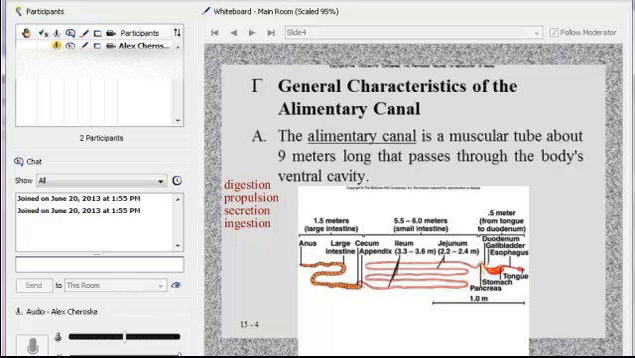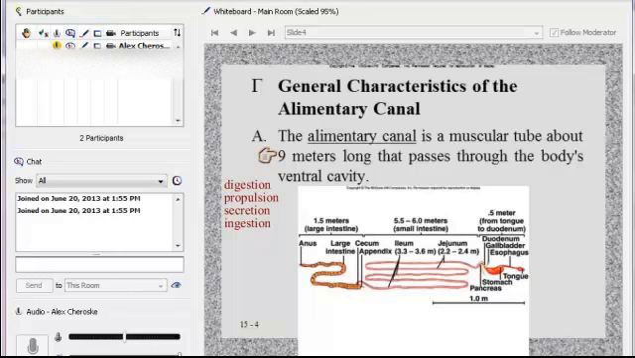So, when we look at this alimentary canal, like we said, it's going to be mucus lined. It's going to be similar overall, but it's going to have specializations along it too. So it's going to be about 9 meters long. Now, it depends on how big you are, right, as to how big your alimentary canal is.